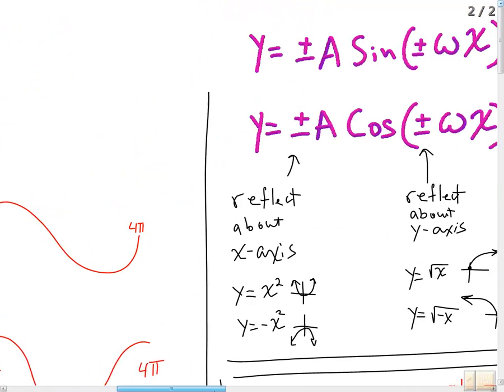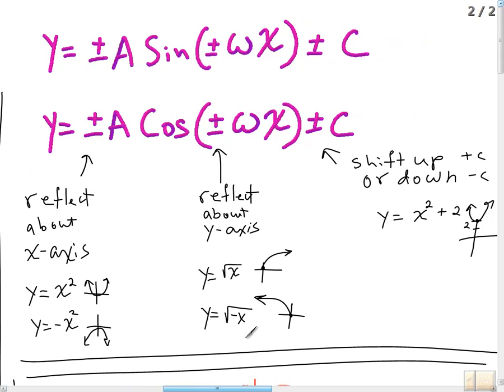Okay, so next we want to look at y equals plus or minus a sine of omega times x plus or minus c, or plus or minus a cosine of plus or minus omega x plus or minus c. The plus or minus in front of the sine or cosine is going to cause the graph to reflect about the x-axis. Like if we had y equals x squared, it opens up as a parabola, and if the negative is in front, the parabola opens down.